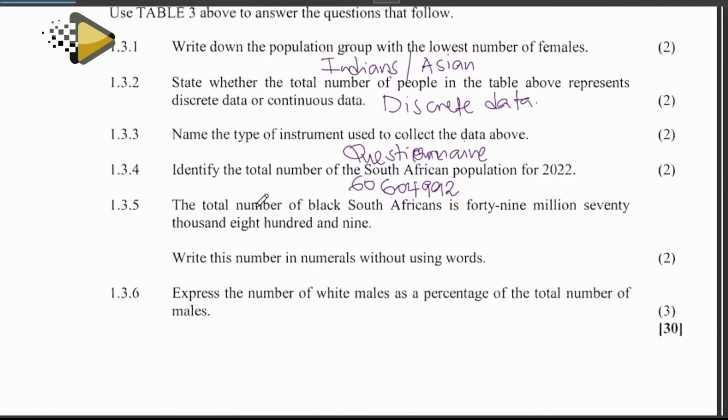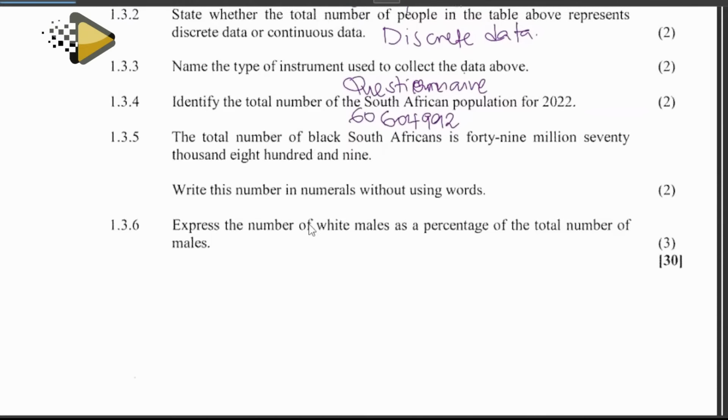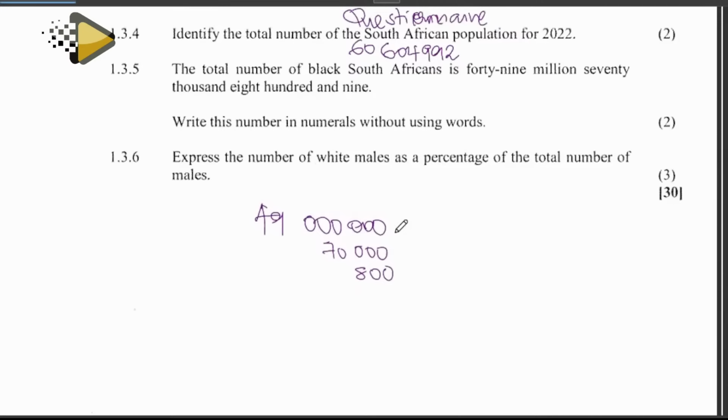The total number of Black South Africans is 49,070,809. What do we do? They are saying write down the number in numerals without using words. So they said 49 million, meaning we should have 6 zeros here. 49 million, 70,000. How do we write 70,000? We write it like that. 70,000. 800. 809.